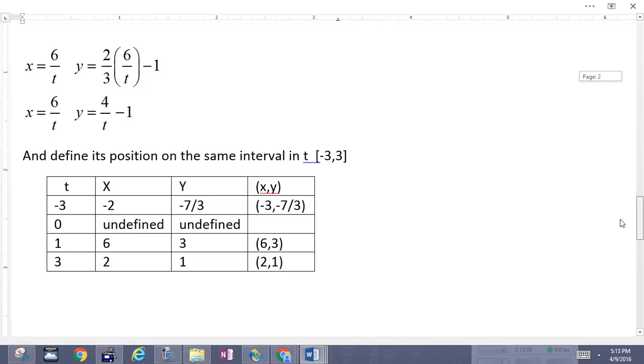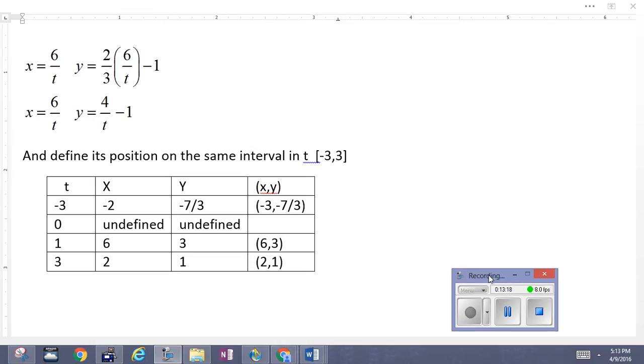Very interesting. You should welcome an opportunity to play around with some of those parametric equations using Desmos. It can be a very interesting experience. Okay, there you go.